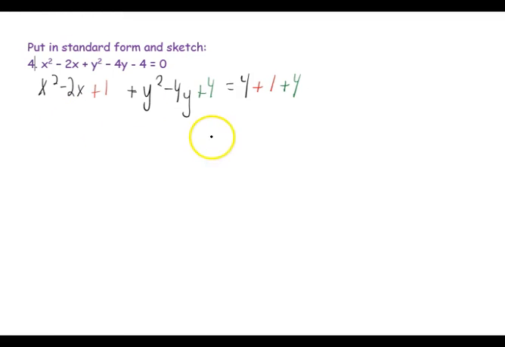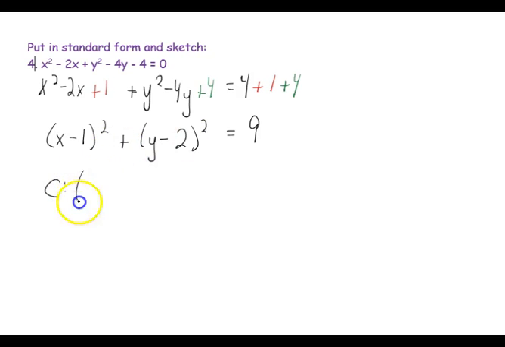And then this time, again, this side over here, add it up. This will factor. I'm going to show you how to jump to that factored form. X, whatever this sign is, half of this number, squared. And then Y, whatever this sign is, half of this number, squared. So I can now have it in standard form. My center is easily recognizable as 1, 2. And my radius is the square root of 9, which is 3.